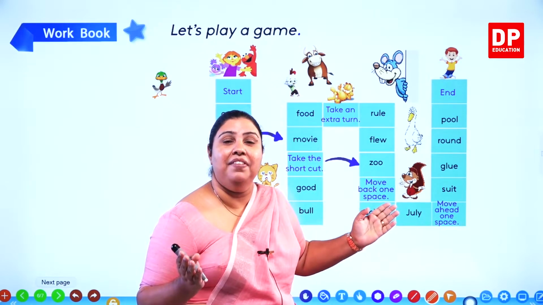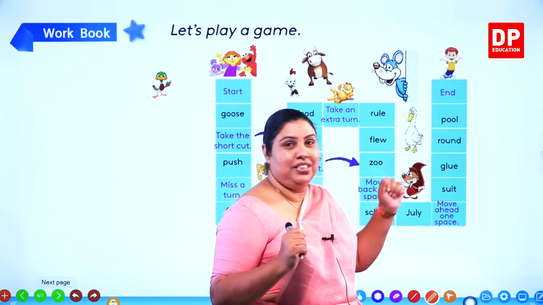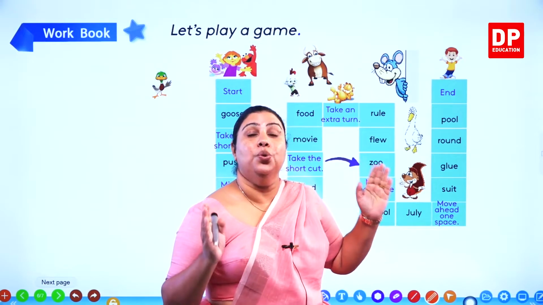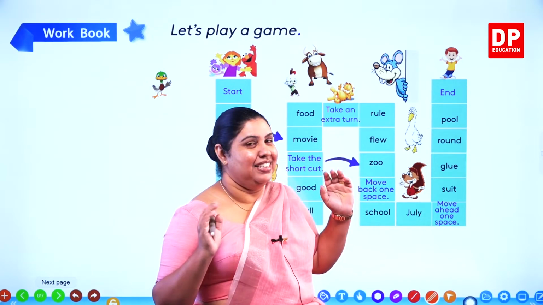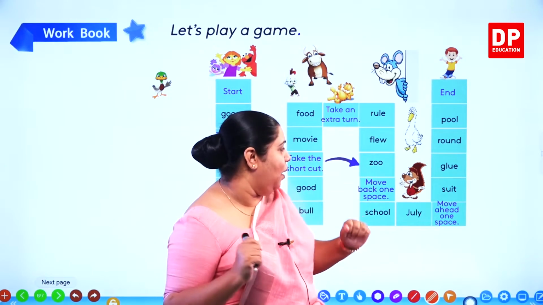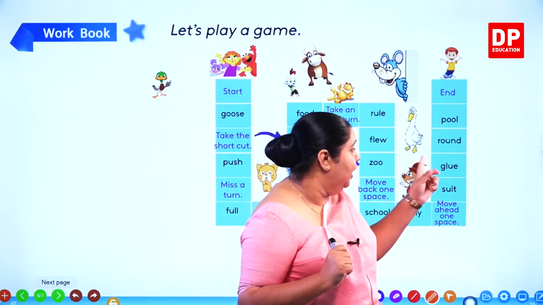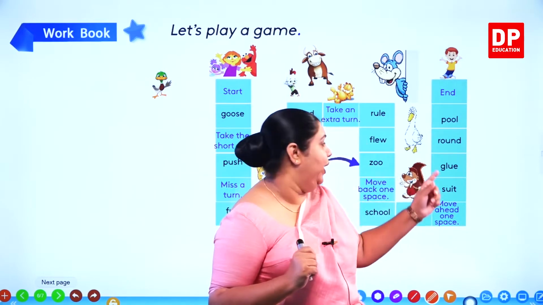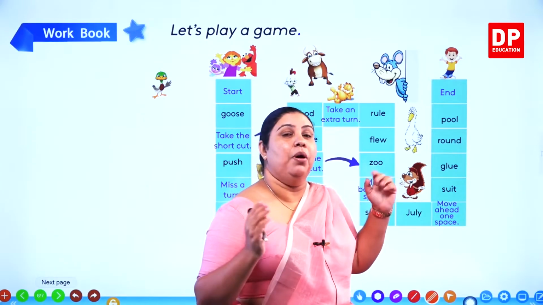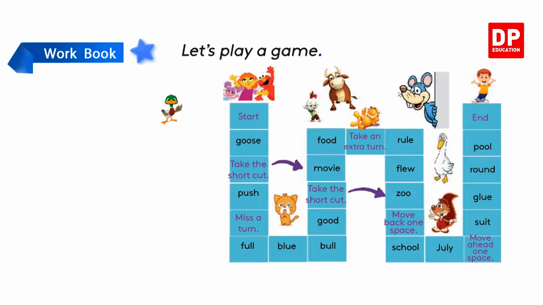So what do we have in that square? Suit. We have the word suit. Right? It's a word that has the oo sound. Then we have the word glue. Glue. Next word is glue. What about the other word? The next word is round.